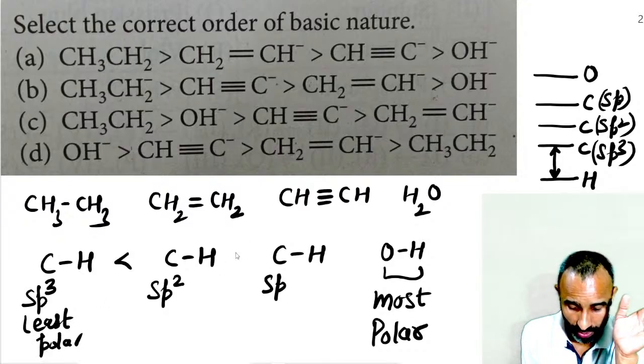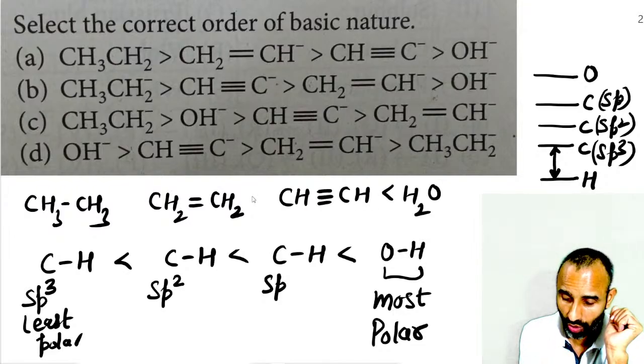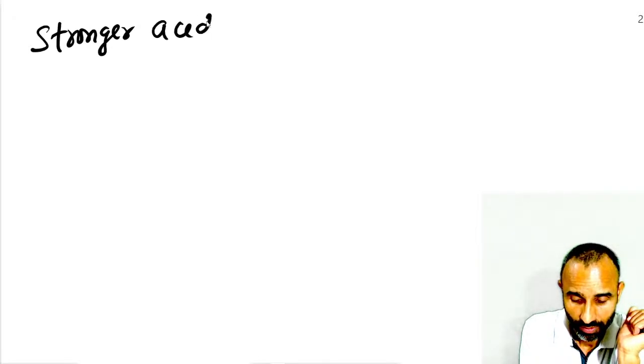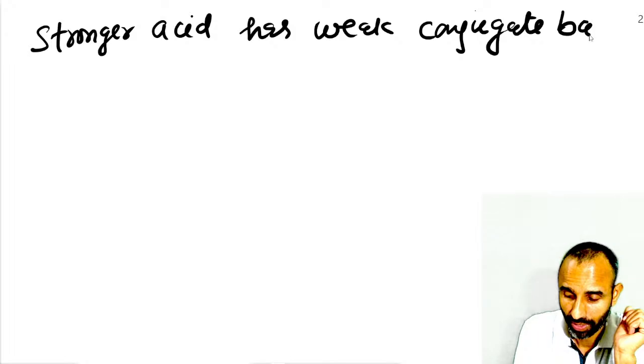So the order of polarity is like this, and so is the order of acidic strength. So a stronger acid gives a weaker base, or gives a weak conjugate base.